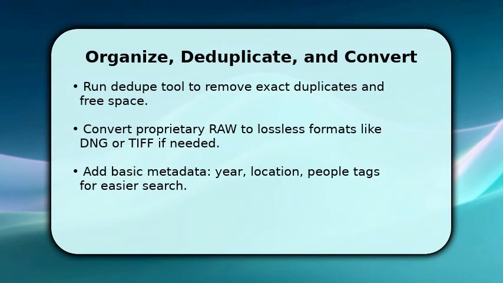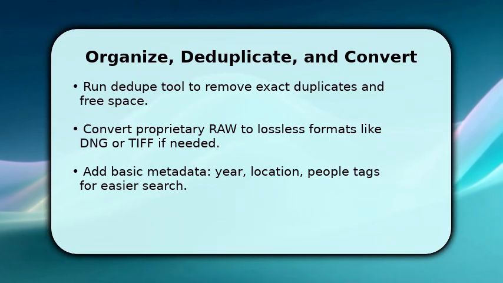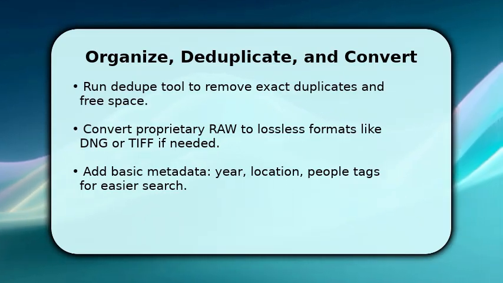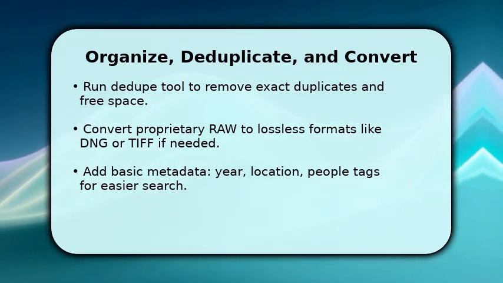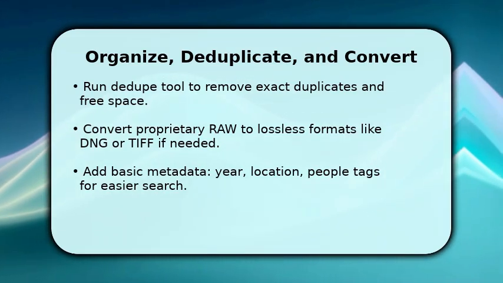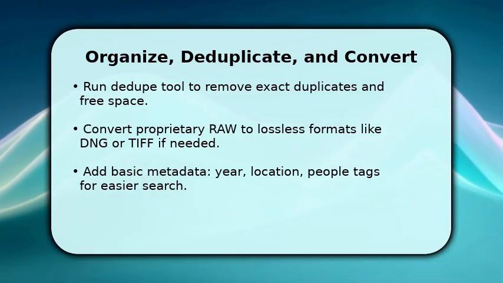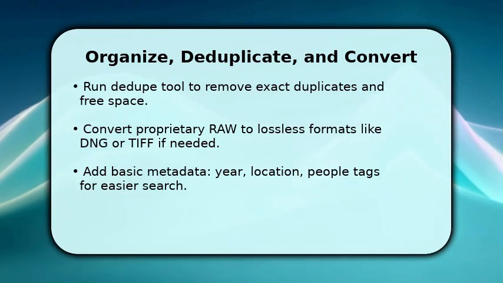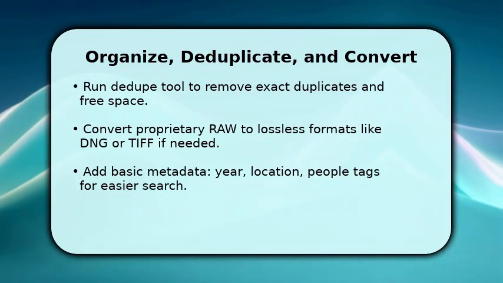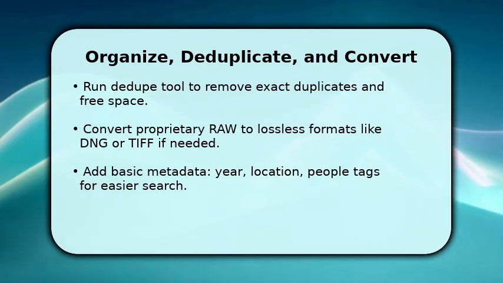You now clean and standardize the collection. Run a reliable deduplication tool to remove byte-identical copies, saving space and reducing clutter. Next, convert proprietary RAW files to a stable, lossless format such as DNG or TIFF so future software changes won't orphan files, and compress JPEG only if acceptable.